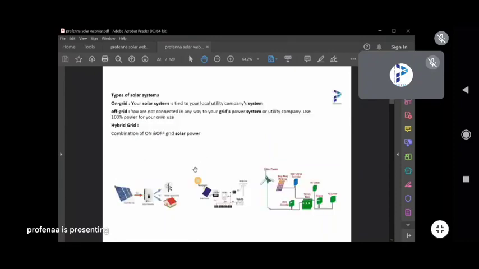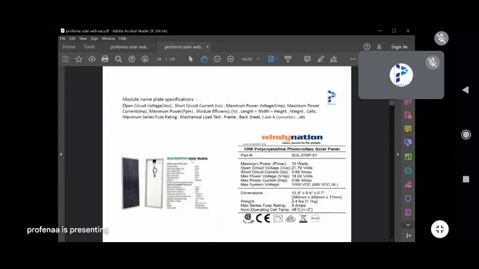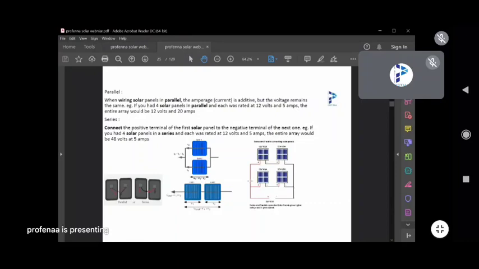These are the types of system. Especially for freshers, they ask questions based on this: on grid, off grid or hybrid system. For example, on grid, whatever energy comes, you may use for home and the rest is sent to the grid. But off grid system means there is a battery. Hybrid means a combination of both. So these are the model specifications. What is the voltage? What is the current? What is the maximum power? What is the efficiency?